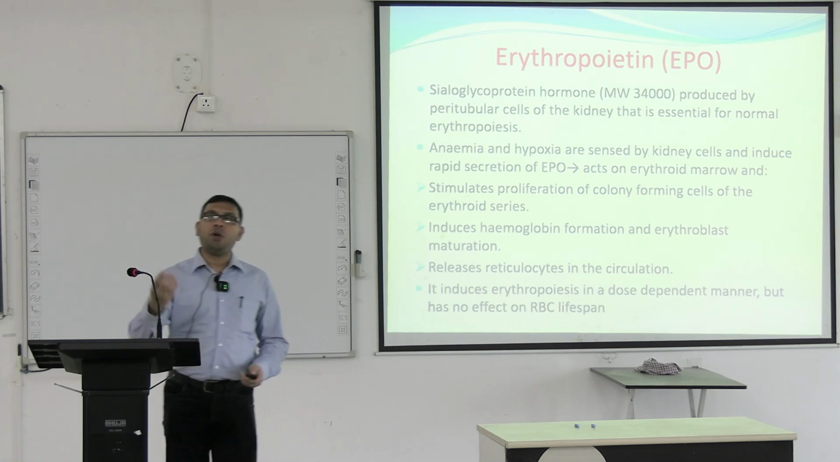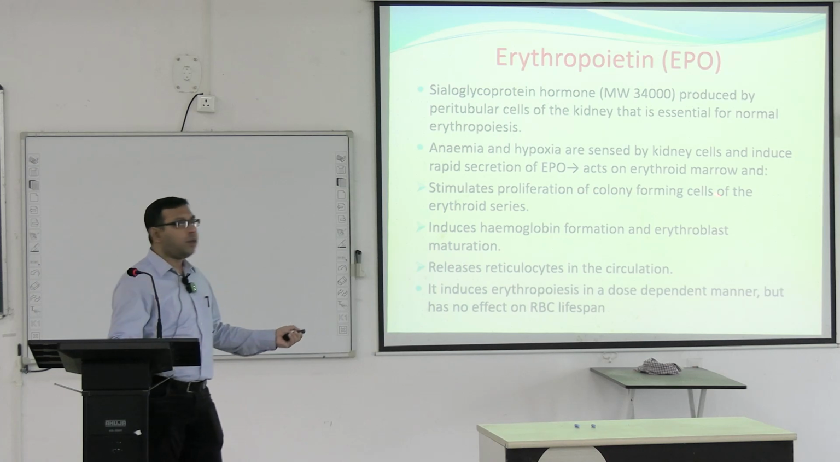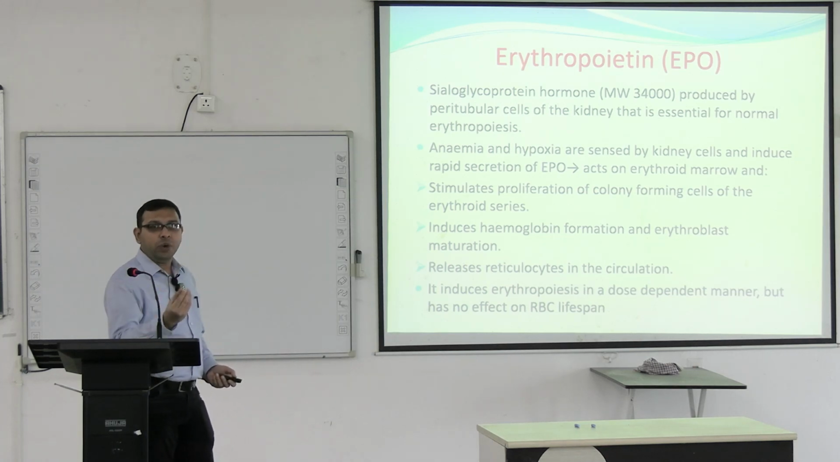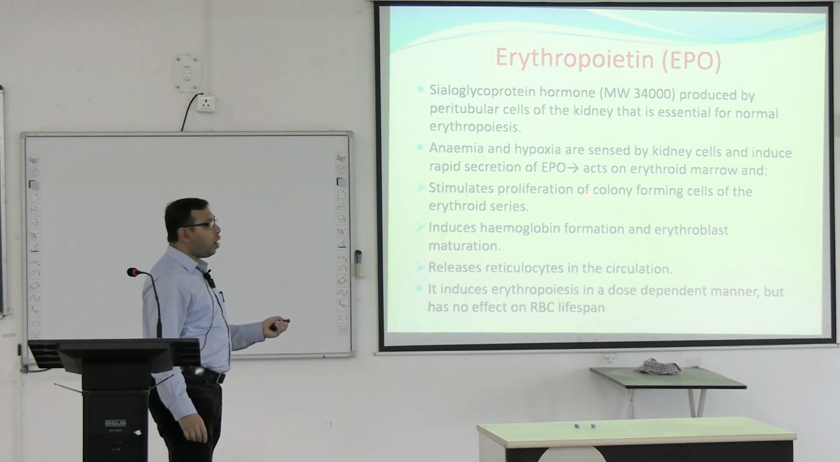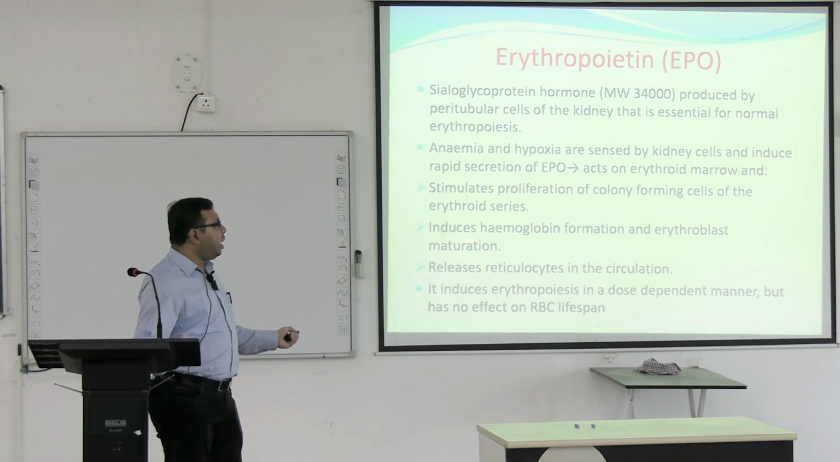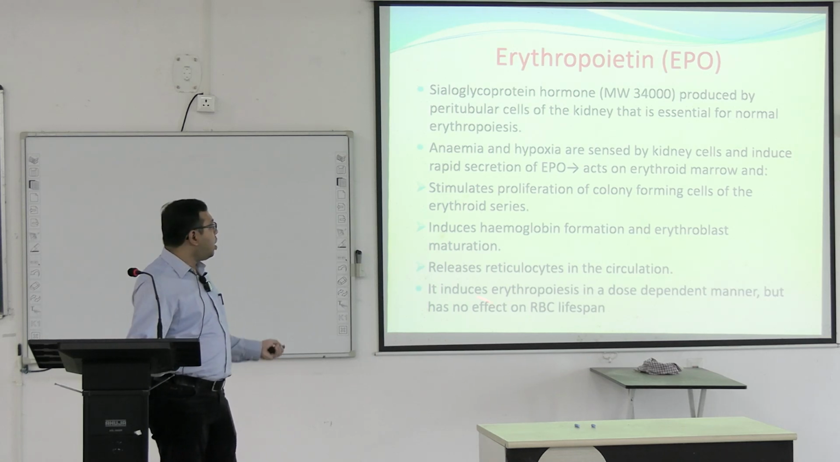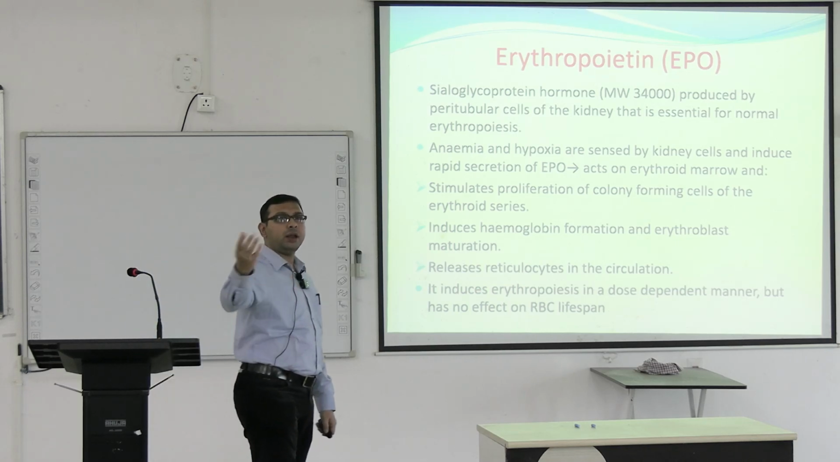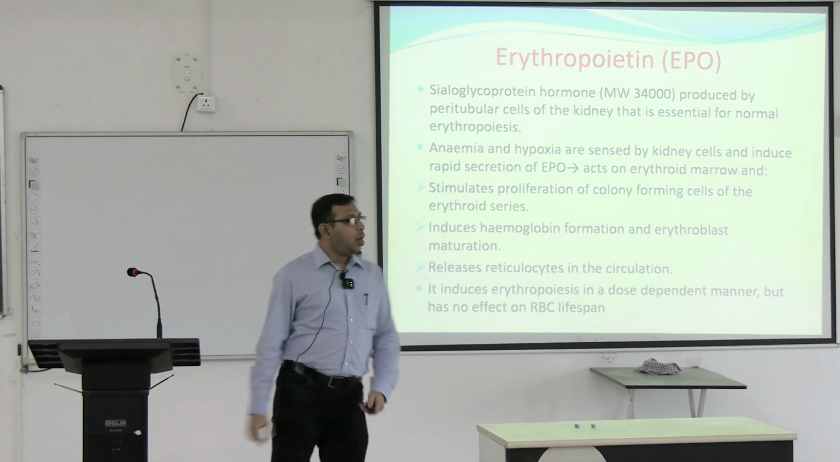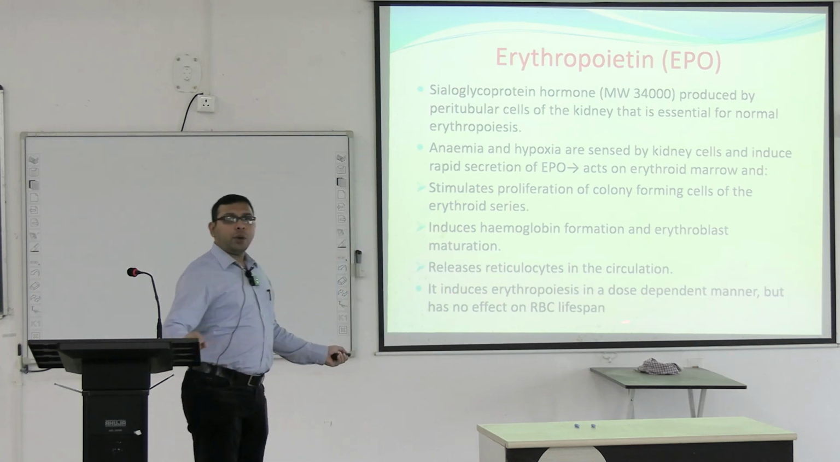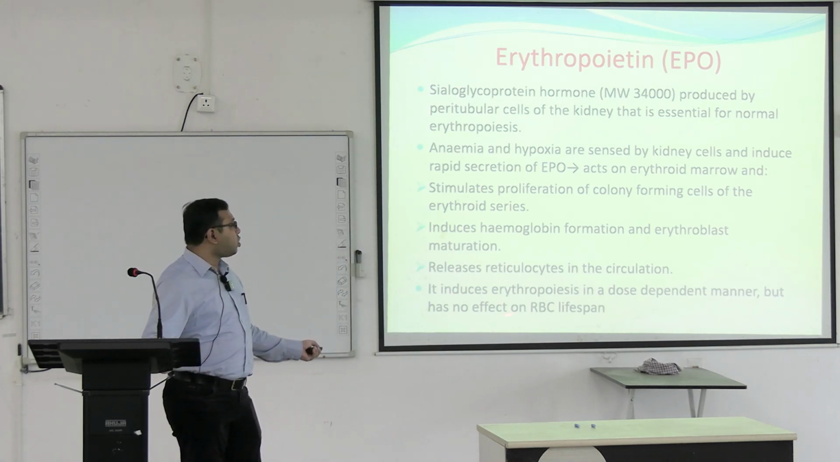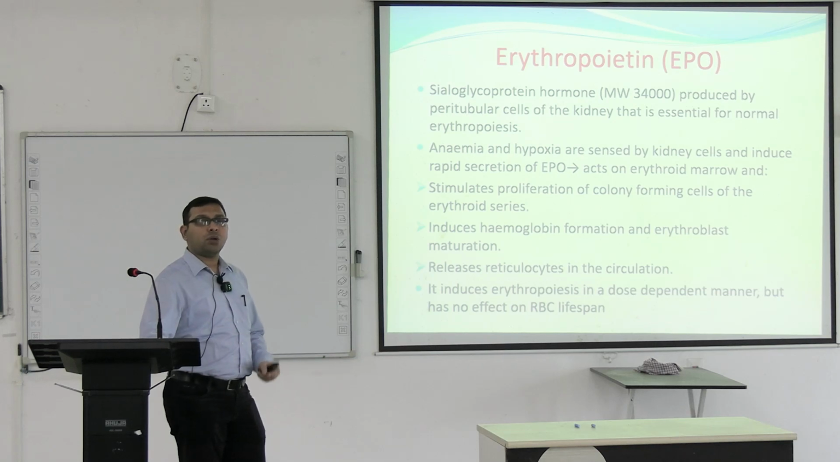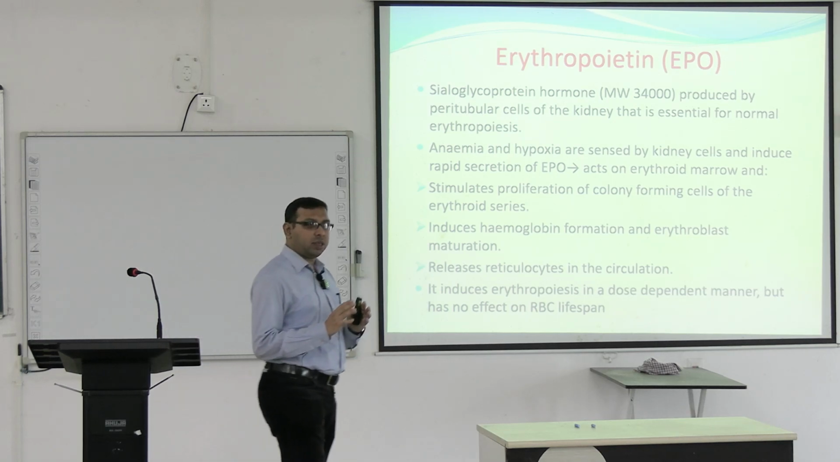So the colony forming cells, colony forming units (CFU), are stimulated by erythropoietin, which induces hemoglobin formation and erythroblast maturation, and ultimately releases the reticulocytes into the circulation. Reticulocytes are the last stage, and ultimately the mature RBCs are formed. So it induces erythropoiesis in a dose dependent manner but has no effect on RBC lifespan. The RBC lifespan of 120 days is fixed.